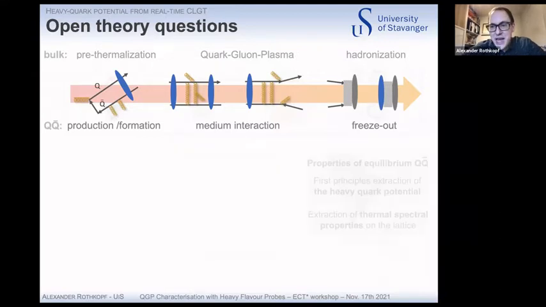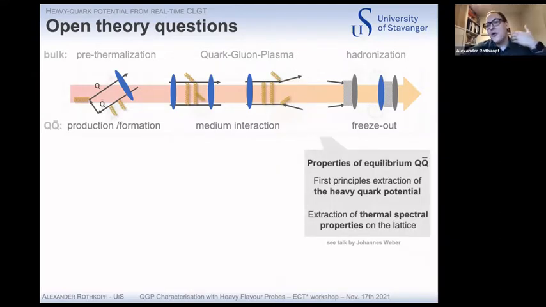And today we've already heard about how, for example, conventional lattice QCD can tell us something about the properties of equilibrium heavy quarkonium, which is relevant for the late stages of the collision. For example, about the extraction of the heavy quark potential from conventional lattice QCD simulations. Johannes showed us some new results there, and about the extraction of, for example, thermal spectral properties from the lattice, with work, for example, from Rasmus Lars.